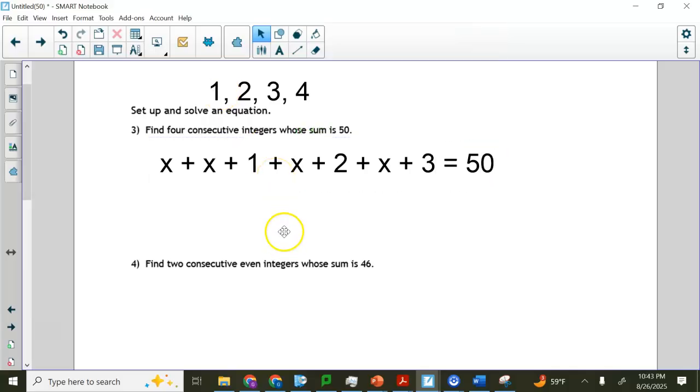So see if you can find what 4 consecutive integers whose sum is 50 is. So not only do we want what x is, I want all 4 numbers. So go ahead and pause the video and see if you can finish that problem up.